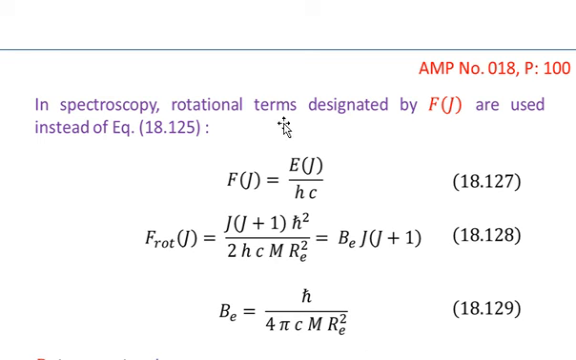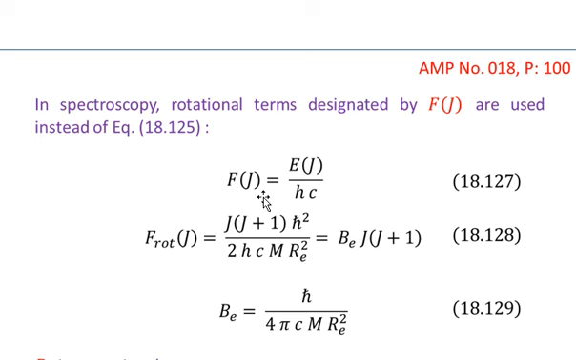In spectroscopy, rotational terms designated by F(J) are used instead of equation number 125. So equation number 125 can be rewritten as F(J) is equal to E(J) divided by hc. So F rotation, you can also put a subscript, F rotation of J is equal to J(J+1) multiplied by h bar square divided by 2hc times m times re square.